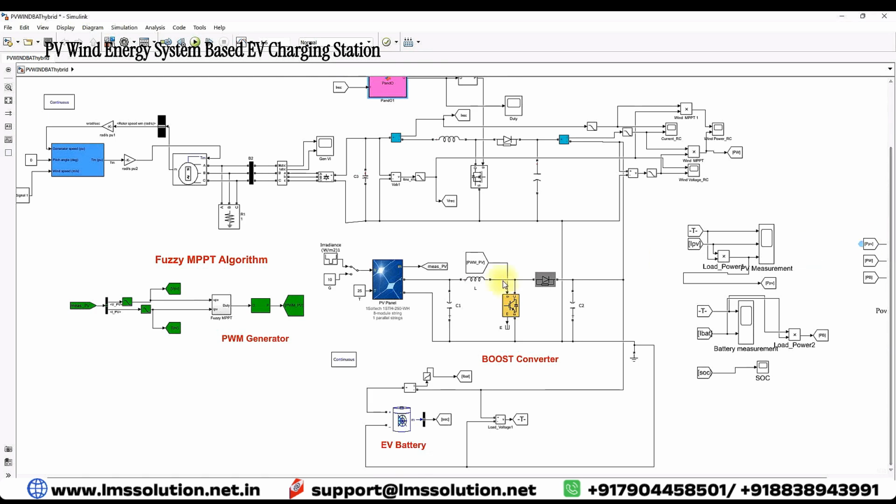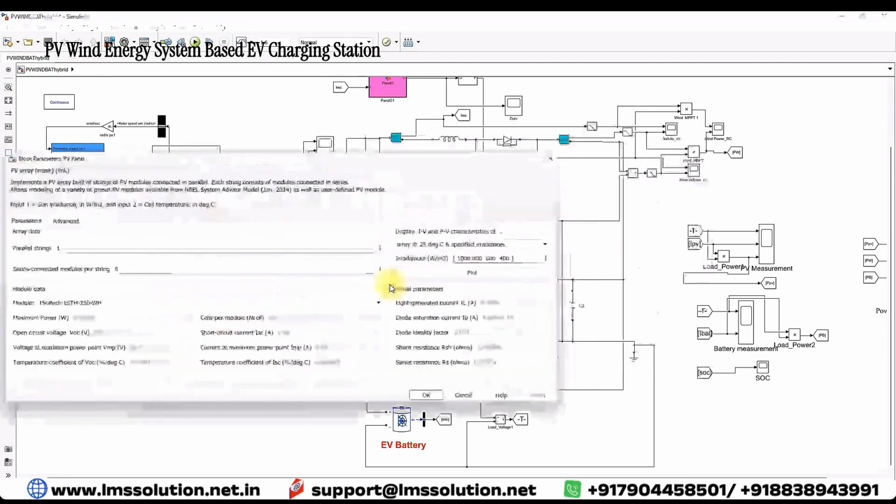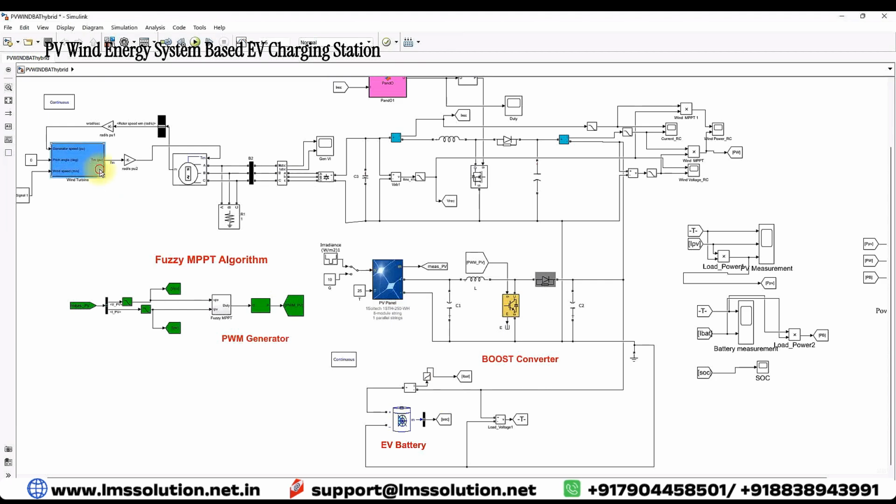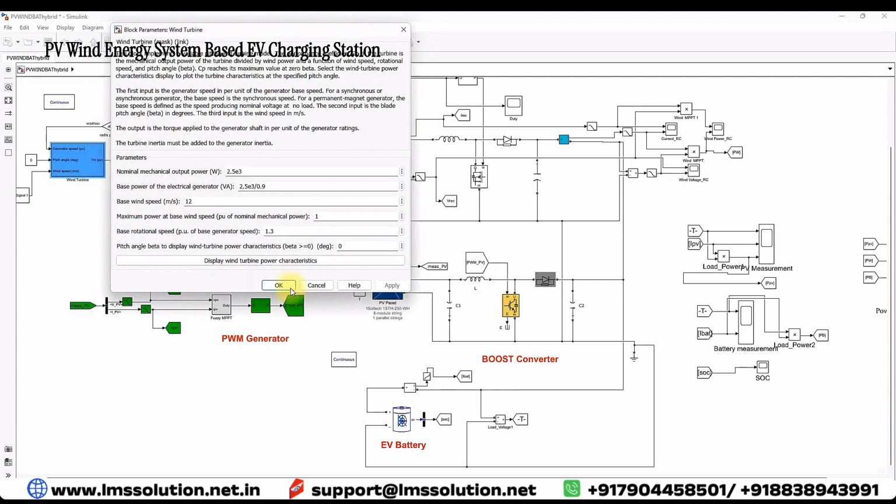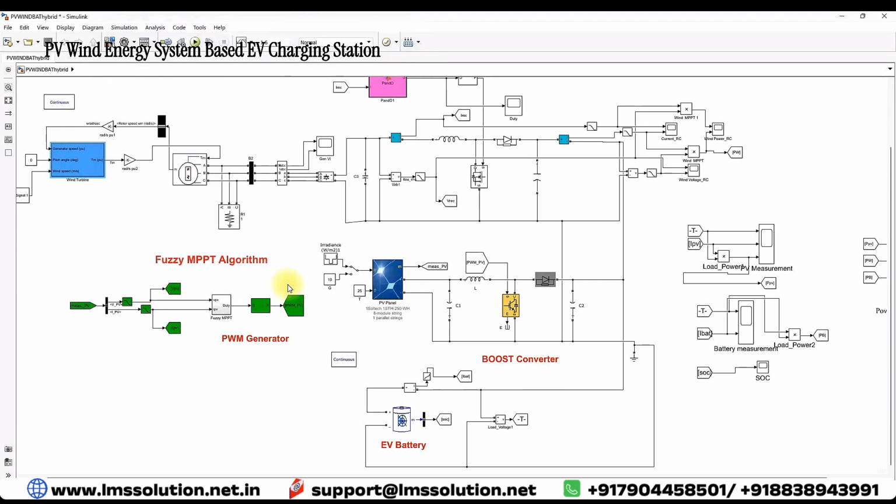And then here we have PV power generation, the PV panel. Here we have around a 2000 watt PV panel, and the wind turbine will generate around 2500 to 3000 watts. This PV will be connected to this DC bus via this boost converter.